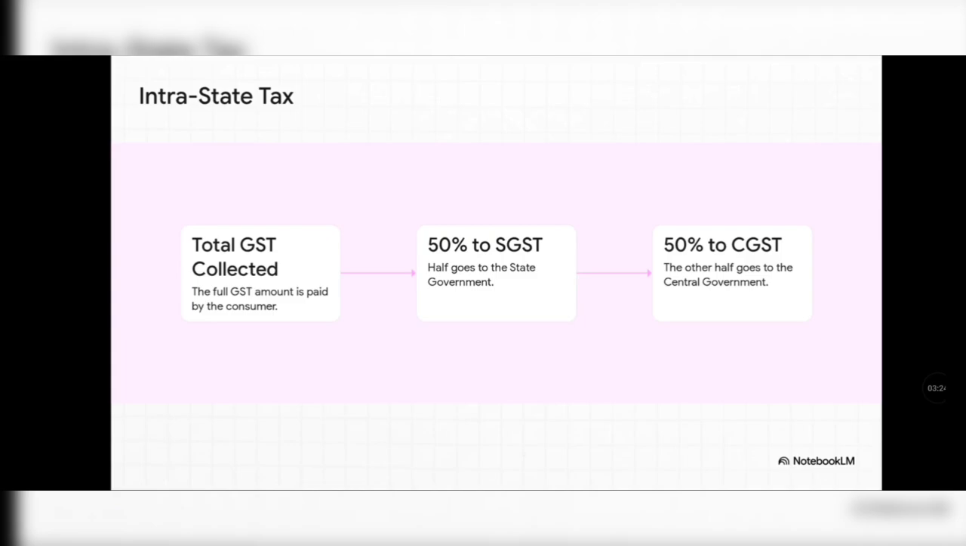For any intrastate deal, the total GST collected is split right down the middle, 50-50. Half of it goes to the state government, we call that SGST, and the other half goes to the central government, which we call CGST. It's as simple as that.